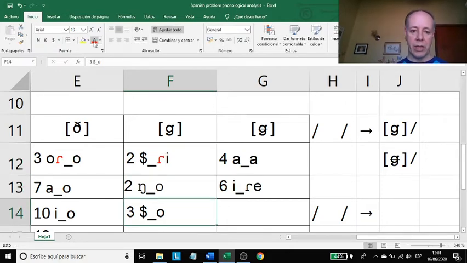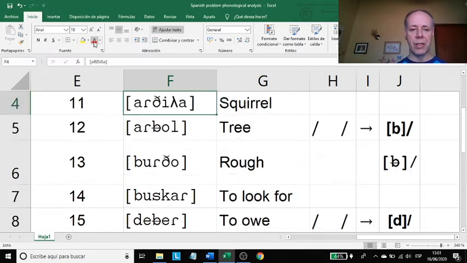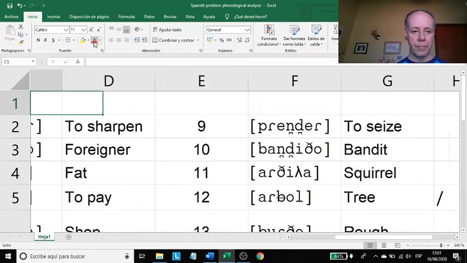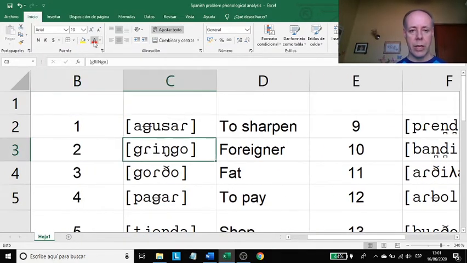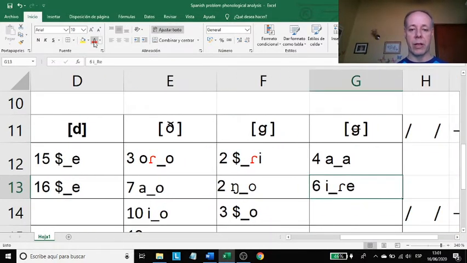Okay. And then we have syllable initial, or we have a nasal before a vowel. Syllable initial. Is number 2 syllable initial? Let me see. Gring. Go. Okay. It's not syllable initial. It's before a nasal consonant. Gring. Go.